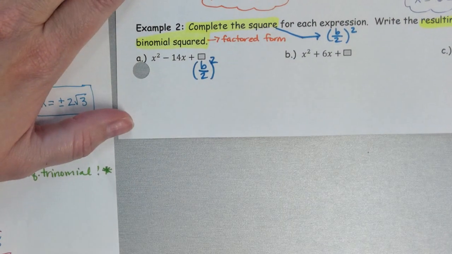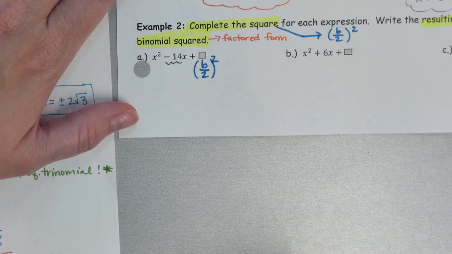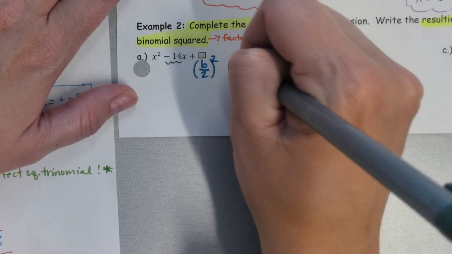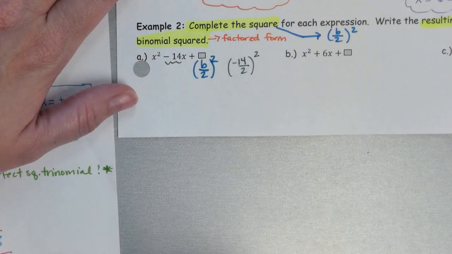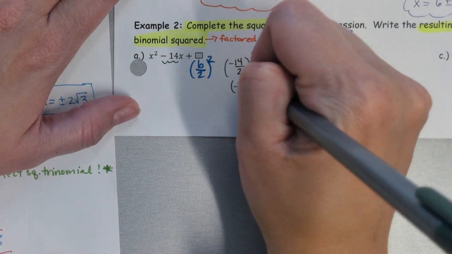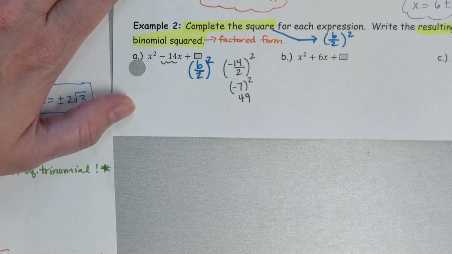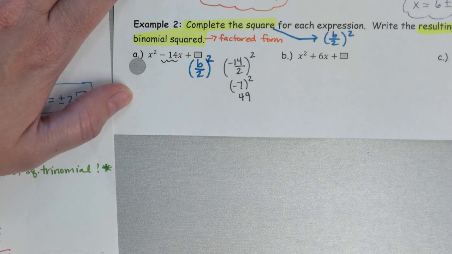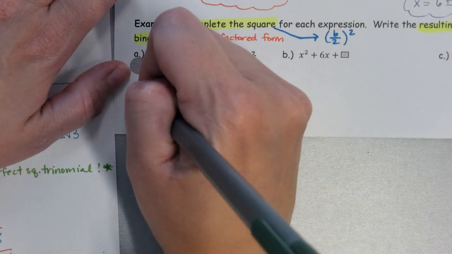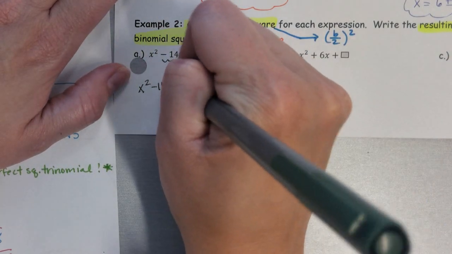That just comes from looking at the pattern, but now we have a nice little formula that we can use. All right, so for the first one, I'm just going to look at my b value, negative 14. If I do negative 14 divided by 2 and then square it, half of negative 14 is negative 7. Negative 7 squared is 49. So when it says to complete the square, what I want you to write out is the trinomial: x squared minus 14x plus 49.